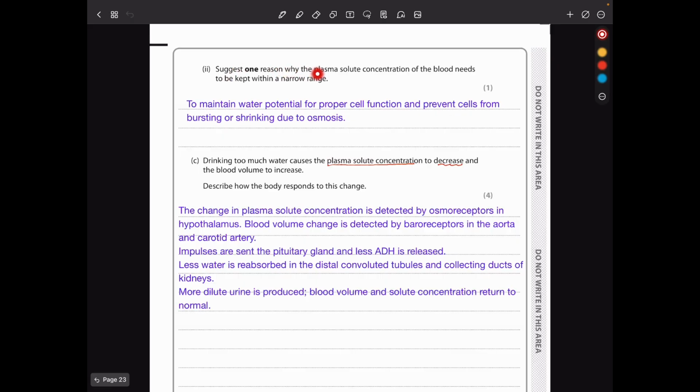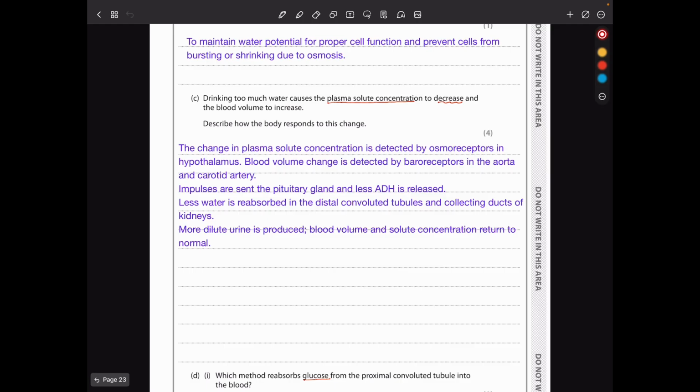Then suggest one reason why the plasma solid concentration of the blood needs to be kept within a narrow range. If it's not kept within a narrow range, then the cells are going to be affected. For example, if the concentration in the plasma is higher, cells are going to lose water by osmosis. And if the concentration is lower, the cells are going to gain water by osmosis, and the cytoplasm is going to be changed, meaning reactions taking place inside cells are going to be affected.